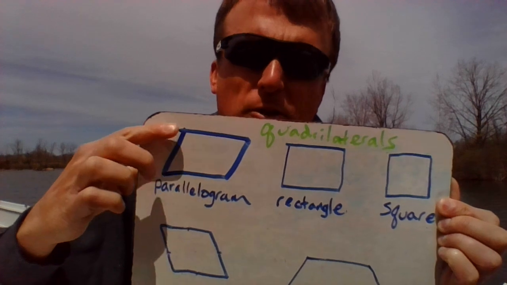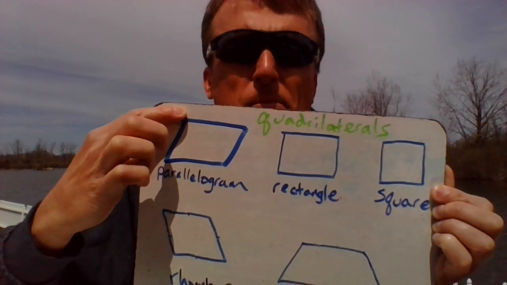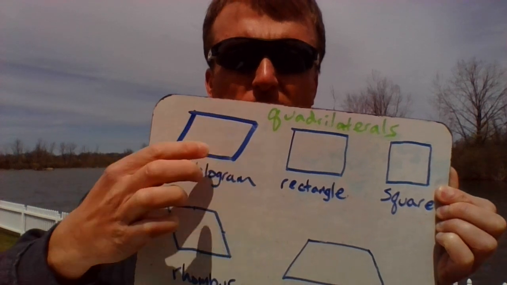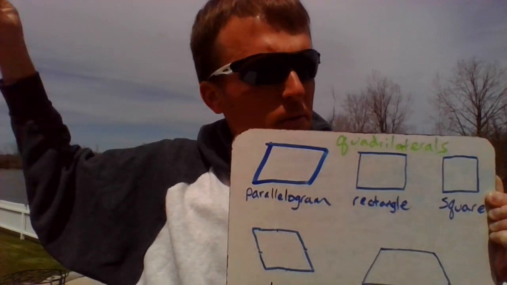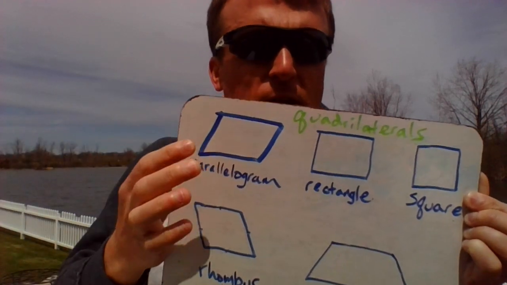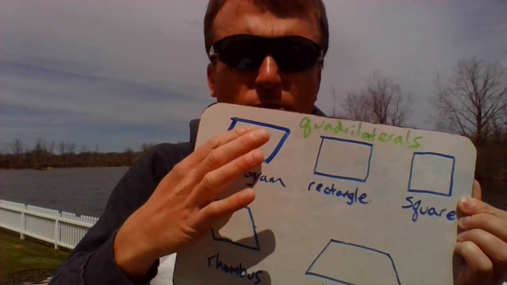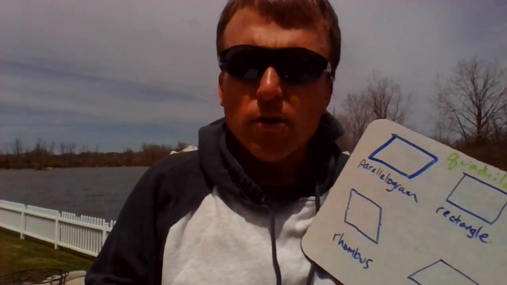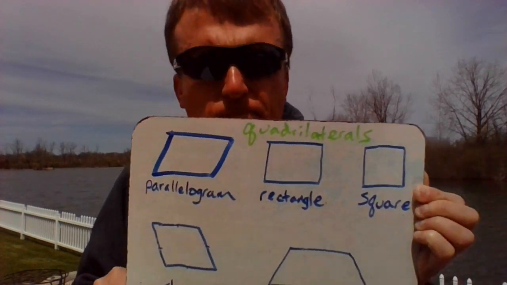I know my drawings aren't the greatest, but if you look at your book, they're better. But my parallel lines, we got this one, and the top and bottom are parallel. If they go on forever in both directions, they'll never ever touch. And then we got the two side ones here, this one and this one. If they go on forever, they'll never ever touch. So parallelogram has two pairs of parallel lines.